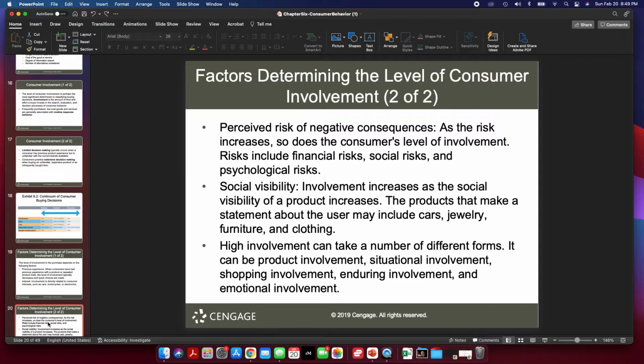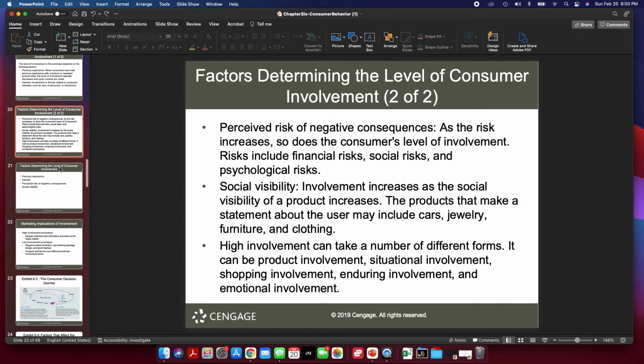High involvement can take a number of different forms. It can be product involvement, situational involvement, shopping involvement, enduring involvement, and even emotional involvement.